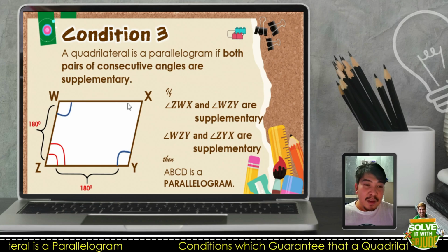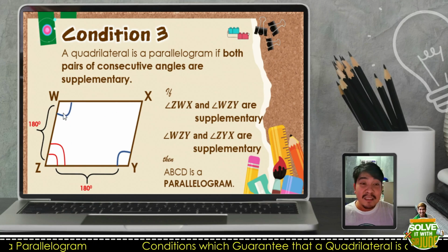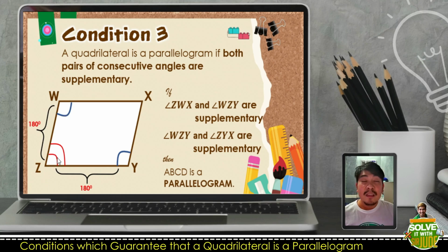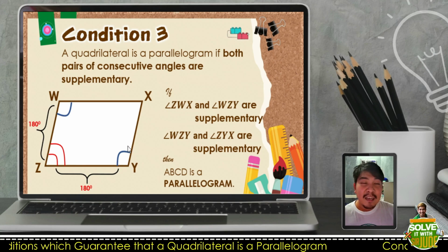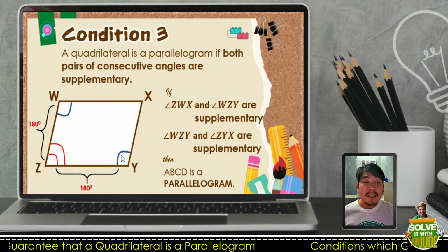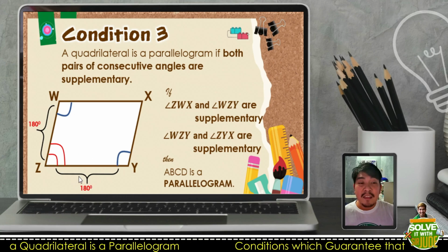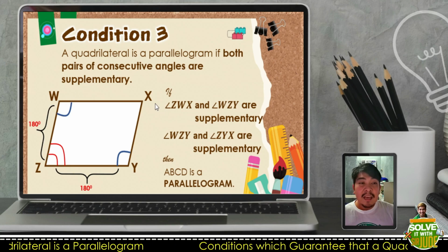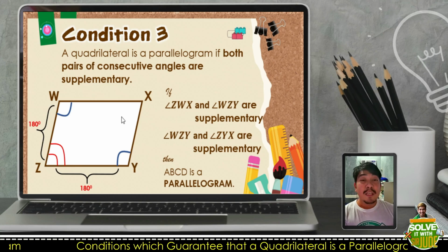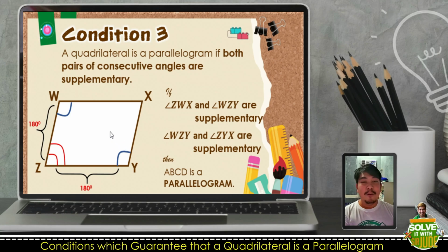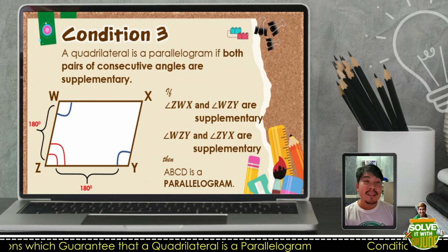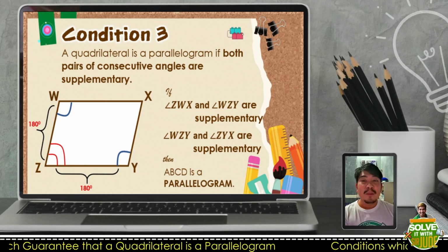So therefore, WX and ZY are parallel since the two angles are supplementary. Same with this one. The angle with the red marking and then the angle with the blue marking, or angle Y, are same side interior angles and their sum is 180 degrees. So therefore, WZ and XY are parallel. We now have two pairs of parallel sides. So this given quadrilateral is a parallelogram. That is by condition number 3. Both pairs, kailangan parehas na pares of consecutive angles are supplementary.